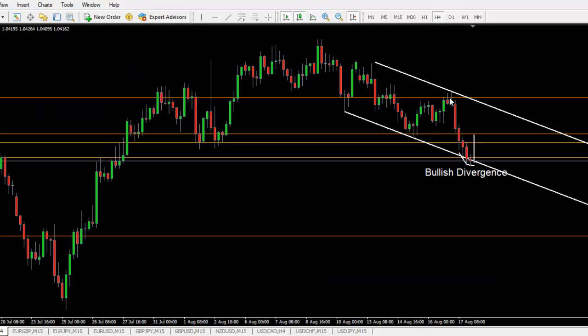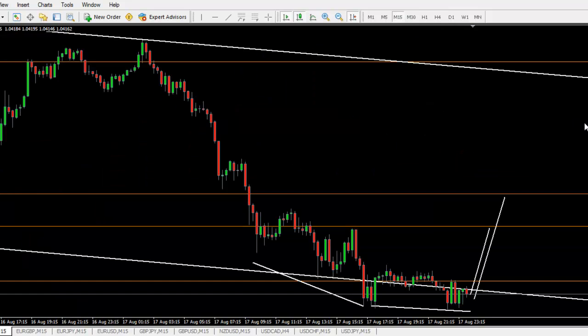If I go up to the 4-hour, we've got my support and resistance lines in here, and we're at the bottom of a channel. And so my expectation is that this is going to pop. And go back down to the 15-minute chart.